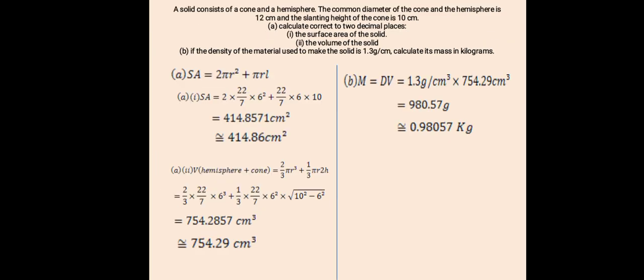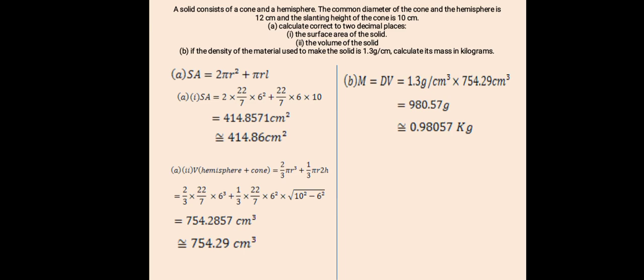A solid consists of a cone and a hemisphere. The common diameter of the cone and the hemisphere is 12 centimeters. The slanting height of the cone is 10 centimeters. Calculate, correct to 2 decimal places, the surface area of the solid. The surface area of the solid will be the surface area of the hemisphere and that of the cone. We get 414.86 centimeters squared.